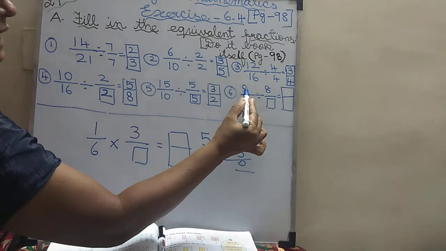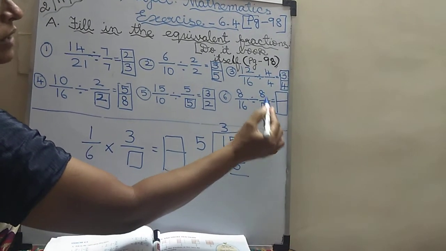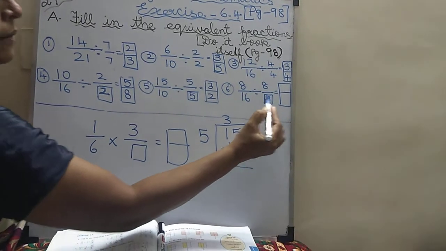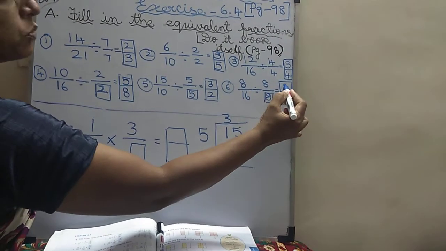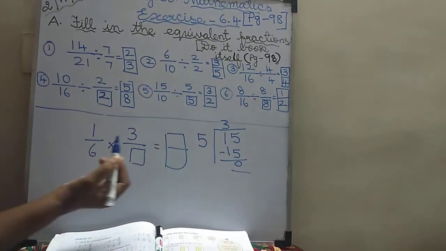The sixth one, 8 by 16 divided by 8, and fill in the boxes. What number will come? 8 only will come. So in 8 tables, 1 8 is 8 and 8 2s are 16. So 1 by 2 is the answer.